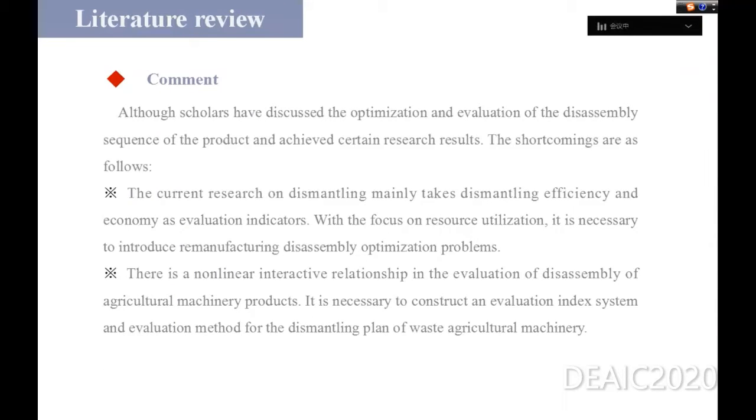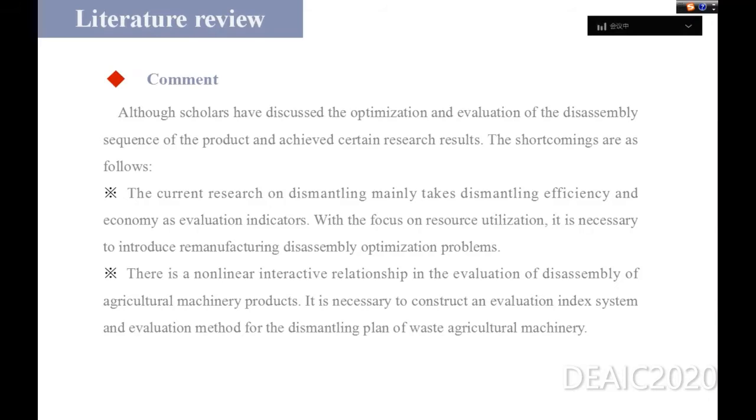Although scholars have discussed the optimization and evaluation of the disassembly sequence of the product and achieved certain research results, the shortcomings are as follows. First, the current research takes disassembly time, disassembly efficiency, and economy as indicators. With the focus on resource utilization, it is necessary to introduce new green manufacturing disassembly optimization problems.